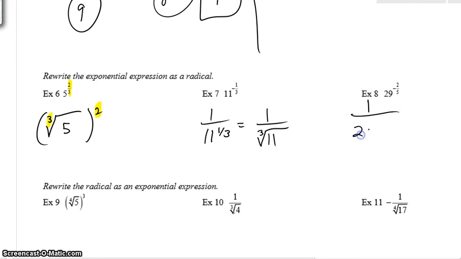You could put a 1 outside if you'd like, but it's not even necessary. For number 8, that negative exponent, let's flip that first. And then your denominator tells you your root. So we have a 5th root of 29. The 2 up here you can just write off to the side.